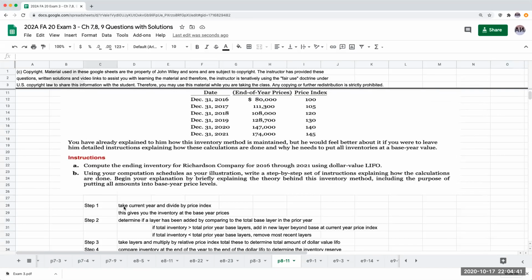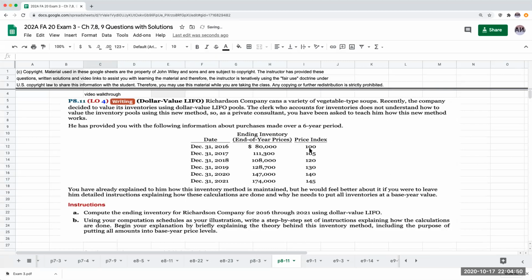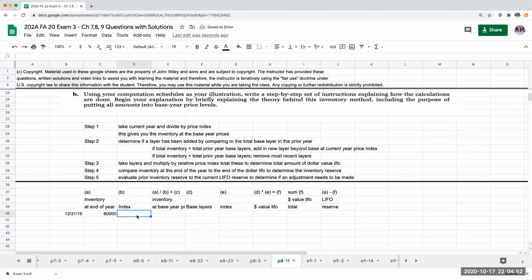Go ahead and start here at 12/31/16. So this is going to be our base year. The value here is 80,000. The price index is 1. And that inventory at base year prices is going to be 80,000. As we've seen from before, this is going to be our base layer. Our index is going to be at 1. So our ending inventory under dollar value LIFO is going to be the 80,000. And we're going to have no reserve.